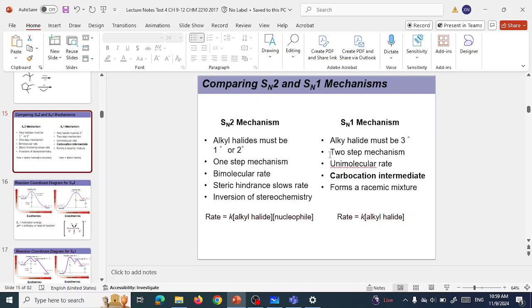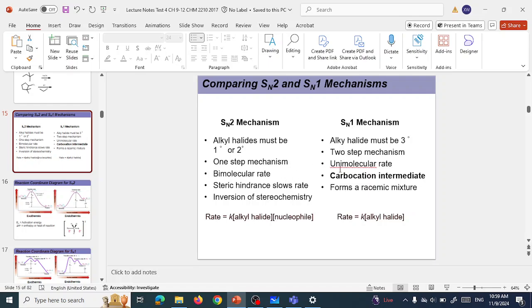SN1 reaction actually happens in two separate steps, and in each step there's only one molecule involved, so it's called unimolecular rate. In the SN2 reaction, there's a possible steric hindrance which will make it go slower, but it does cause an inversion of the stereochemistry.